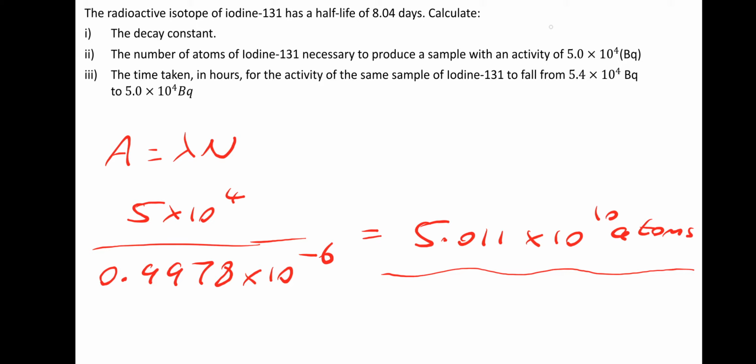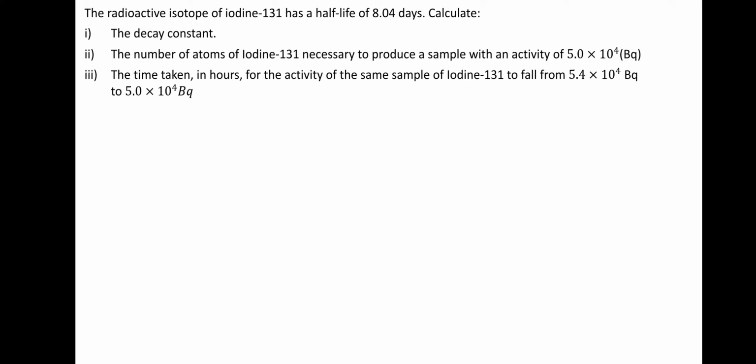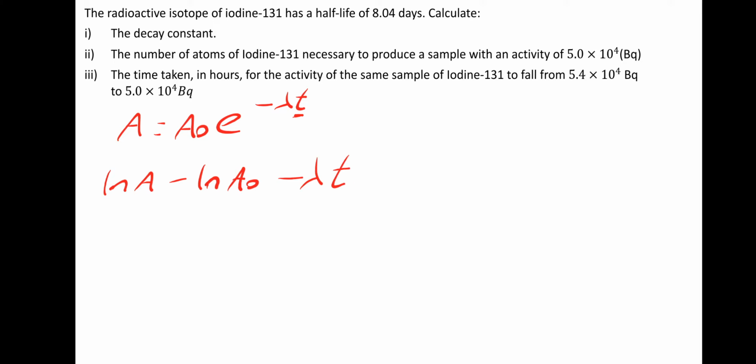Let's do the last one. So we've got activity falling over time. So A equals A0 e to the minus lambda t. And we want the amount of time, so we need to rearrange to find time. So we need to take the log of everything, so log A equals log A0 minus lambda t. Then we need to rearrange it.